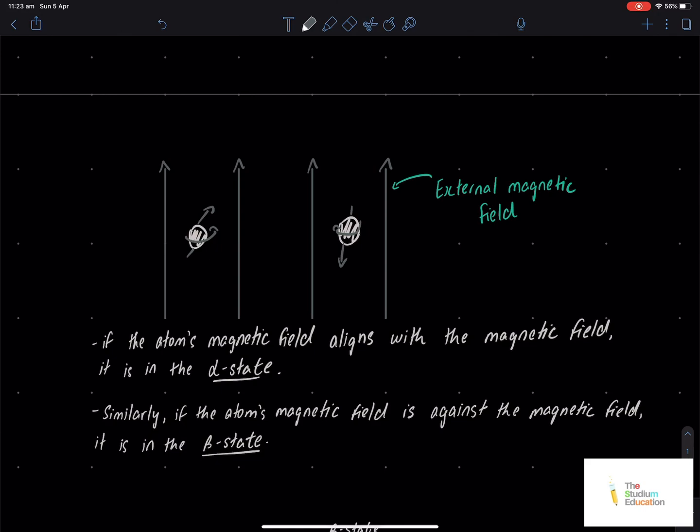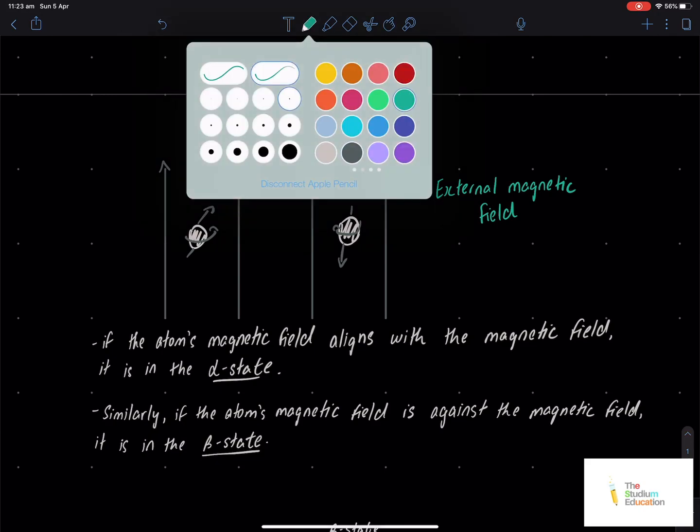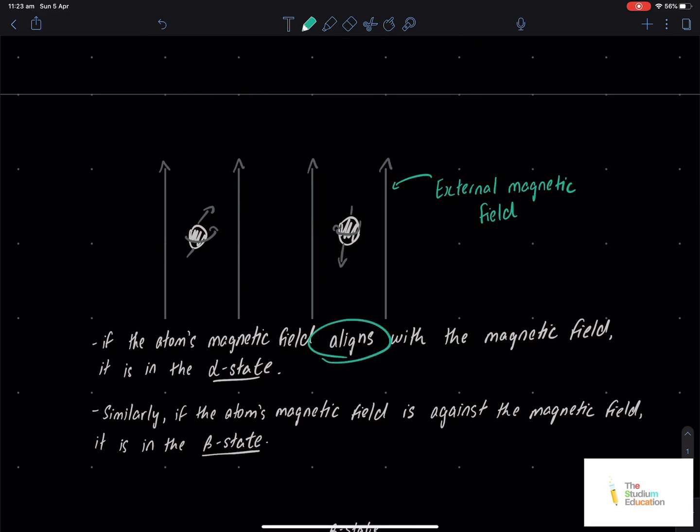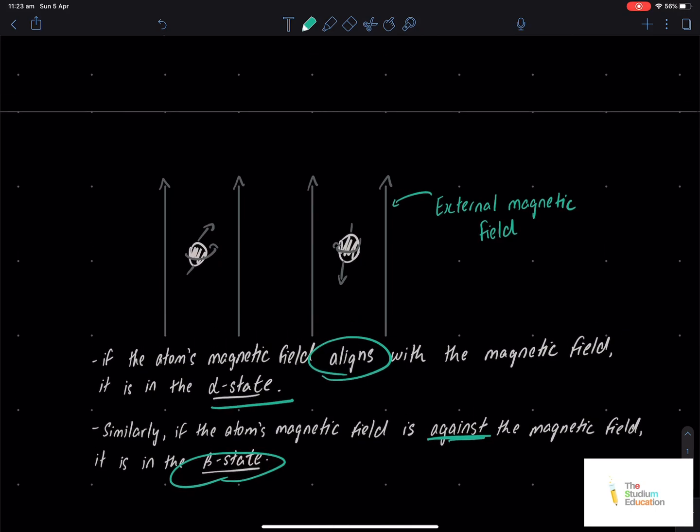Specific states. If the atom's magnetic field aligns with the external magnetic field, it is in the alpha state. Similarly, if the atom's magnetic field is against the magnetic field, going against the direction of the external magnetic field, it is in the beta state. Now, what you need to know is that the beta state and alpha state have an energy difference.